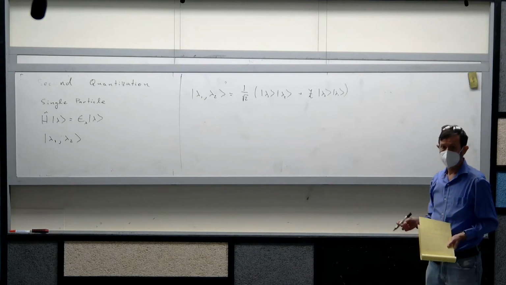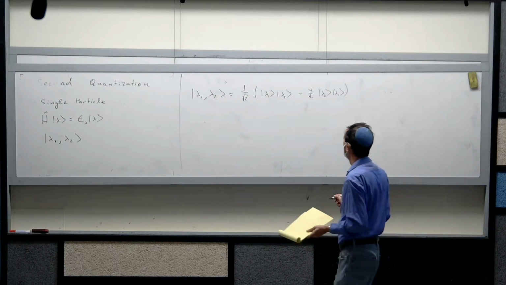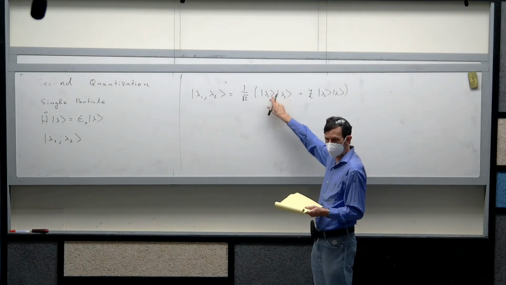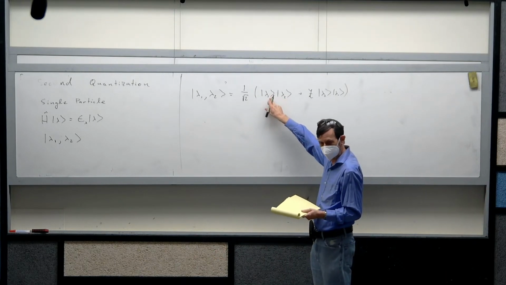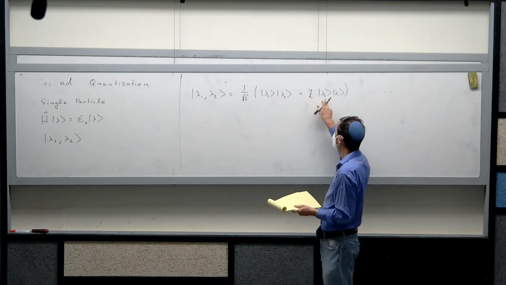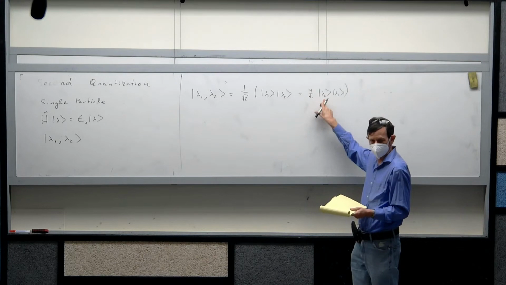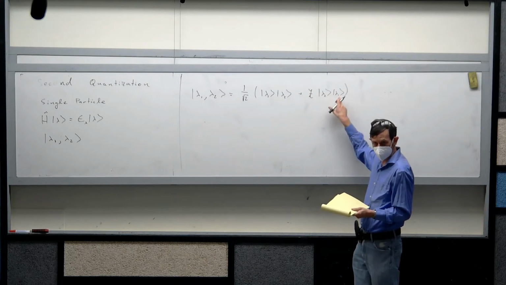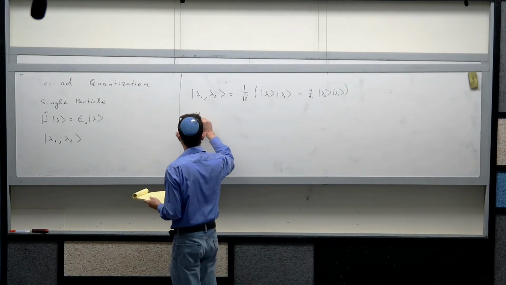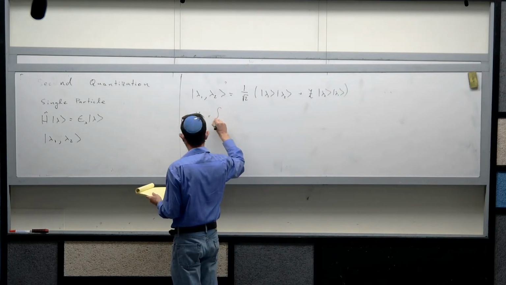I specifically write the two different possibilities, where now the order became important. That's particle 1 in state lambda 1, particle 2 in lambda 2, and the opposite: particle 1 in lambda 2 and particle 2 in lambda 1. What is this strange Z? It's fermions or bosons.